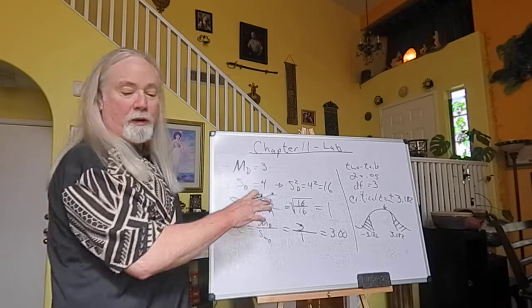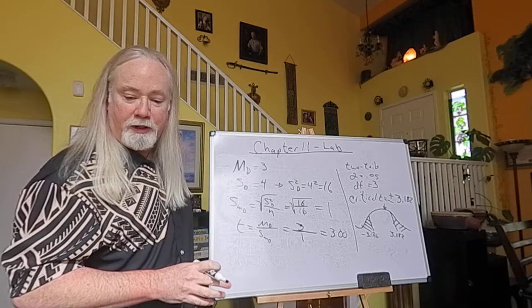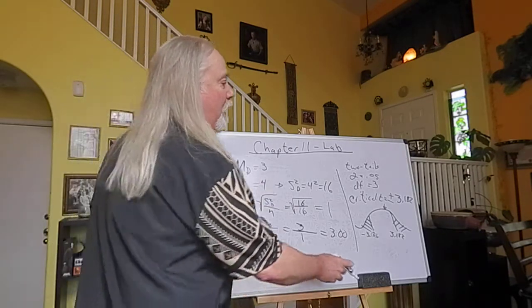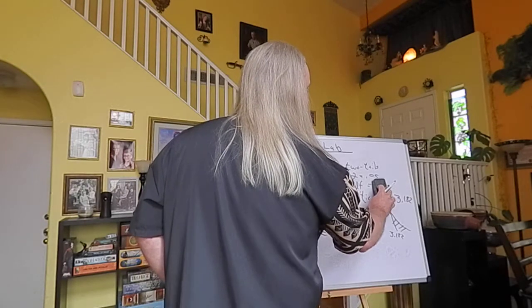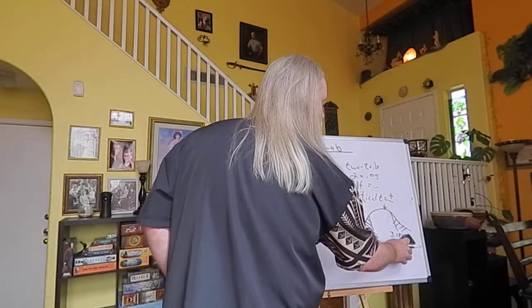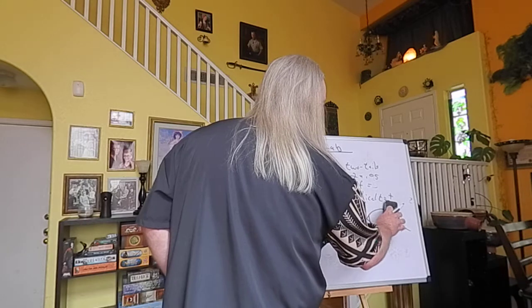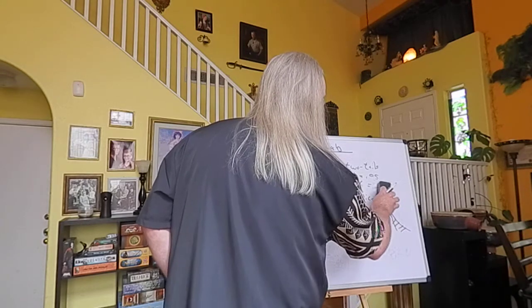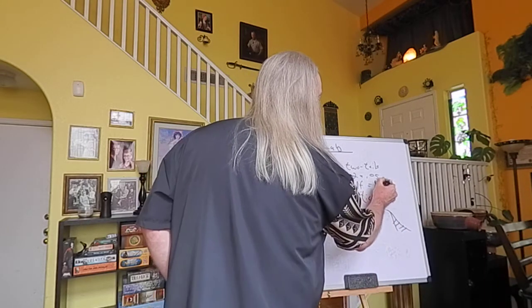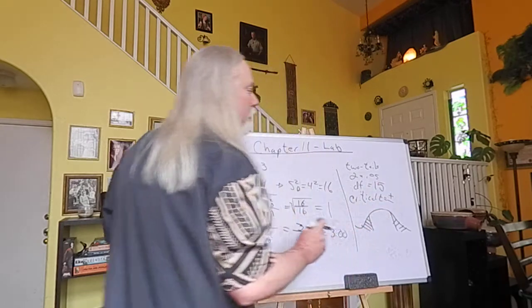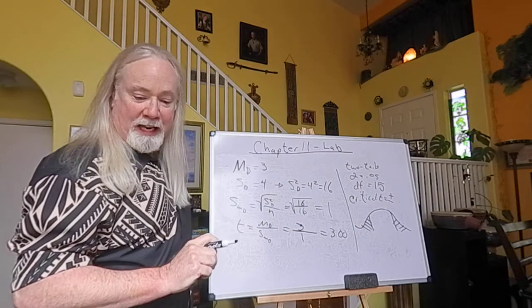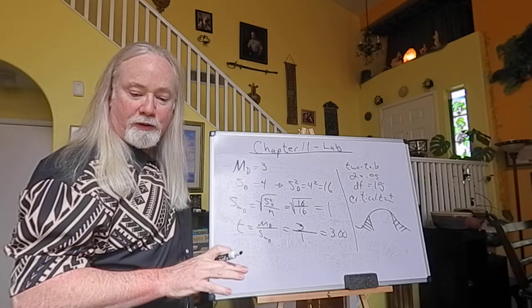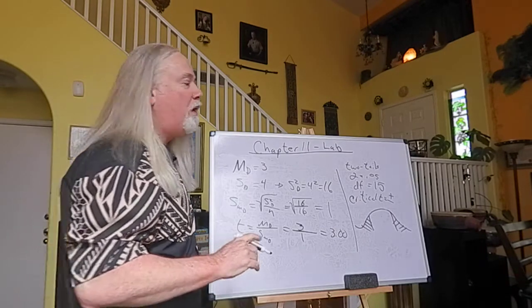So now it's 3.00. But our degrees of freedom have changed over here. So our critical values will have changed. Our degrees of freedom are now 15. So at 15 degrees of freedom, our critical t is plus or minus 2.131.